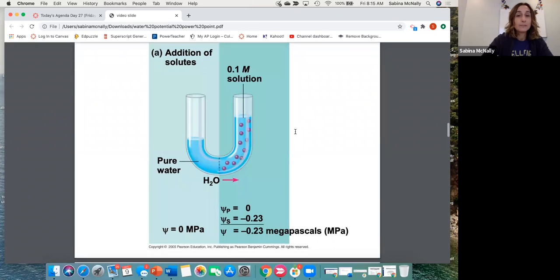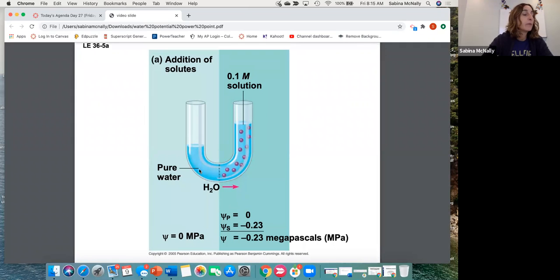So let's take a look. Here we have pure water. Here's our water potential. This little Greek symbol here represents water potential. So water potential equals 0 megapascals, okay? That's just a measurement of that energy. So here you can see pure water has 0 water potential, okay?